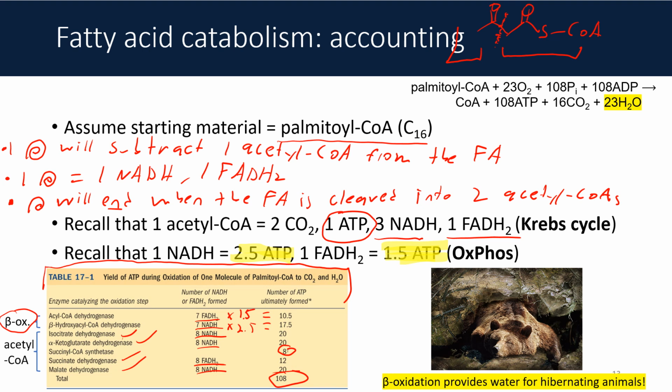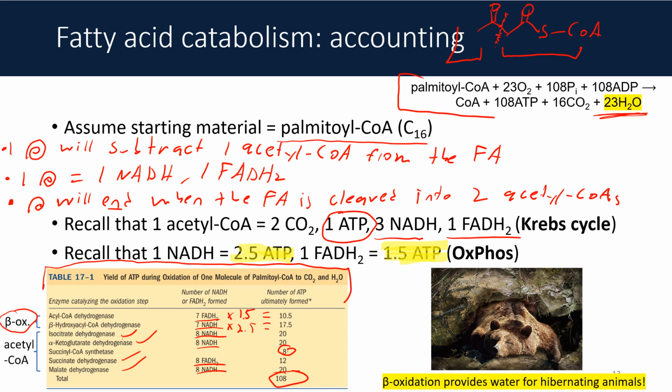Because the overall equation for this chemical reaction is indeed complex, and I've compiled it for you up here in this corner, where 1 palmitoyl-CoA plus 23 units of oxygen, 108 inorganic phosphates, and ADPs each are going to become 1 coenzyme A, 108 ATPs, 16 carbon dioxides, and 23 water molecules. I've highlighted that for a very special reason, by the way.